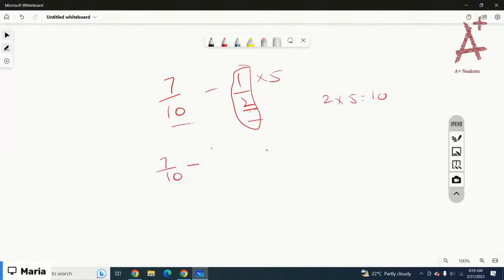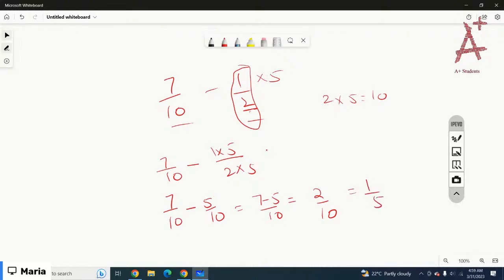So it would be 7 over 10 minus 1 times 5 divided by 2 times 5. Got it? It would be 7 over 10 minus 5 over 10. See, they have like denominators now. That means you can subtract their numerators. So you can do 7 minus 5 over 10. 7 minus 5 is 2. So it would be 2 over 10. Got it? You can divide them by a common factor. The common factor you can divide them by is 2. It would be 1 over 5. Got it?